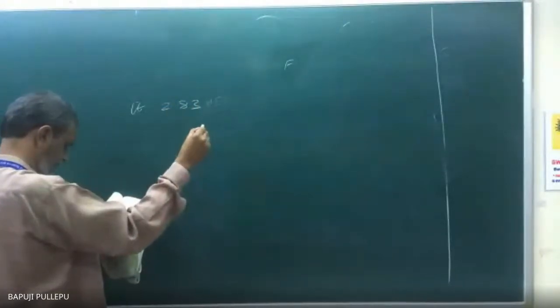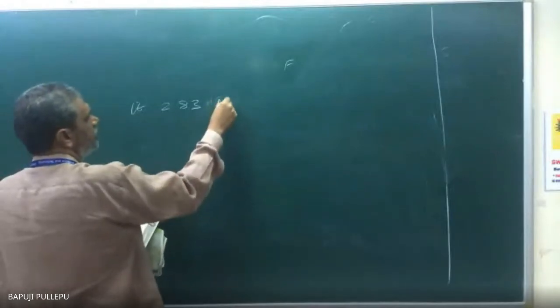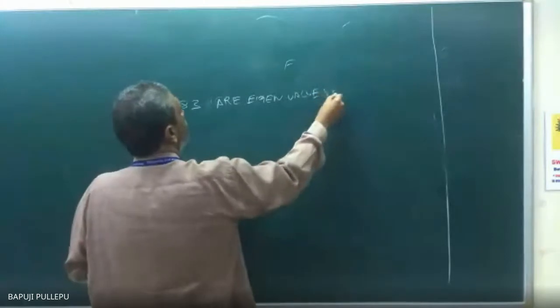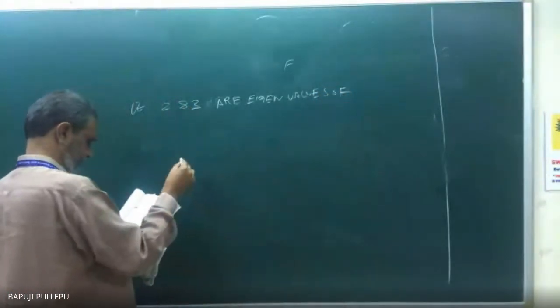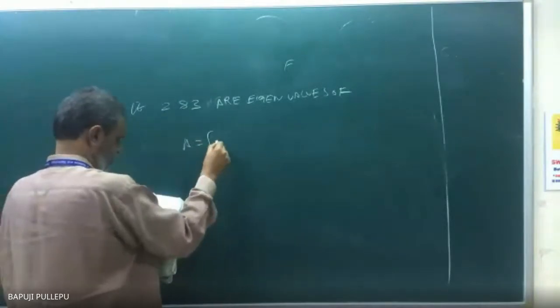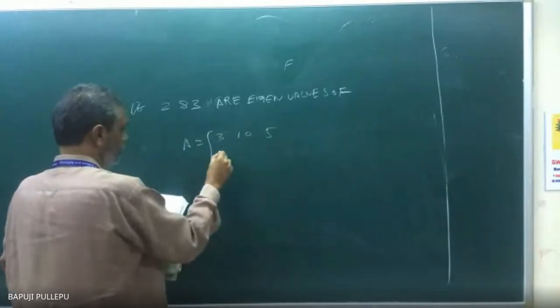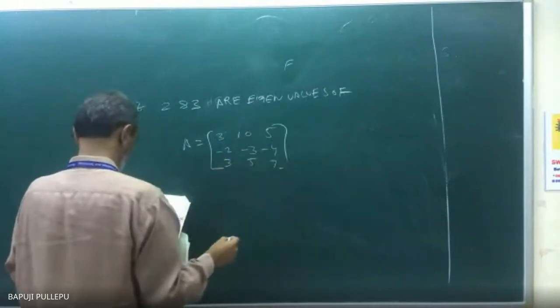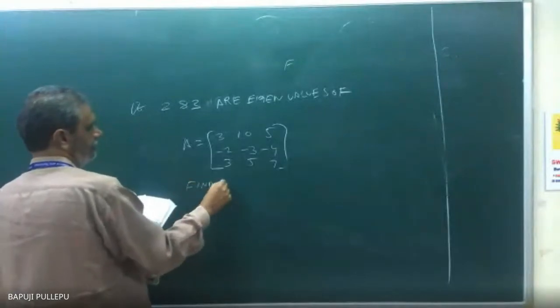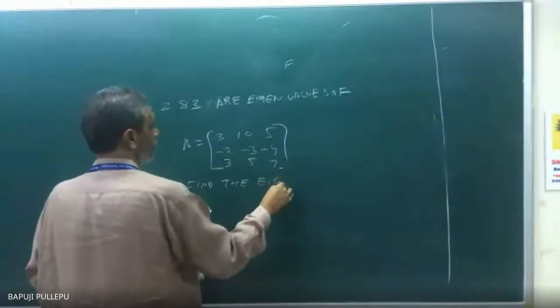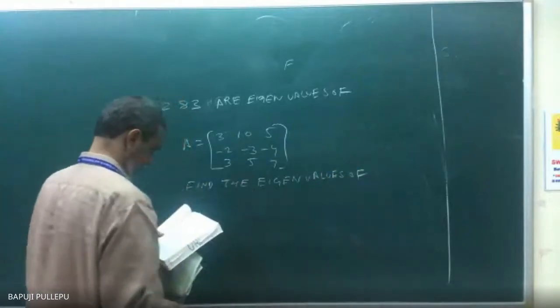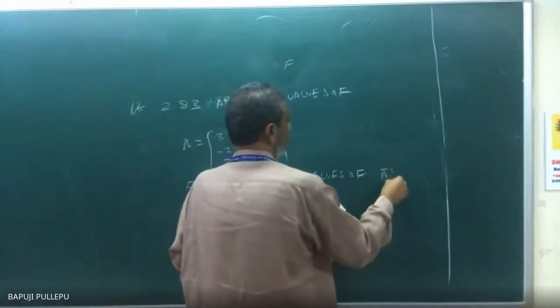If 2 and 3 are eigenvalues of A equal to [3, 5, -2; -3, -4, 3; 5, 7 ...], find the eigenvalues of A inverse and A cube.